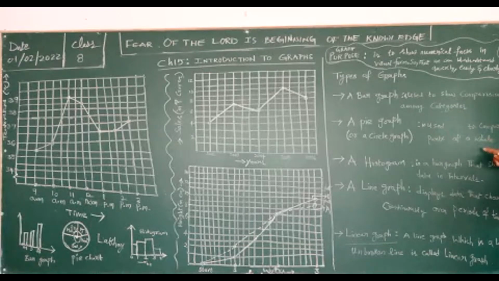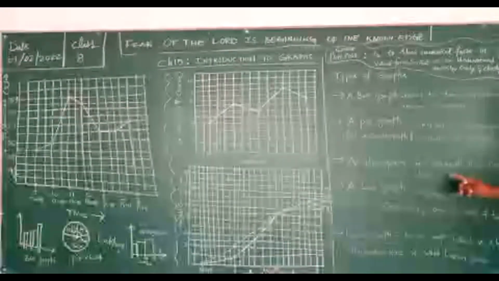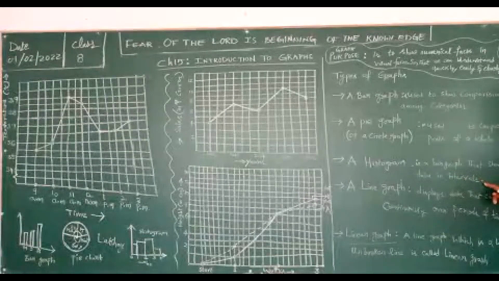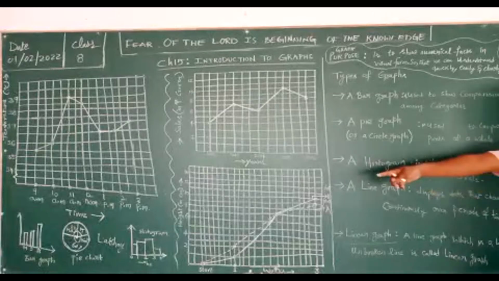You have to write these complete notes in your notebook. That is the reason I have written them. And anyhow, I also drew graphs for your understanding. Let's go to the next. A histogram is a bar graph that shows data in intervals. That is the reason I told you about 0 to 1 hour earlier.